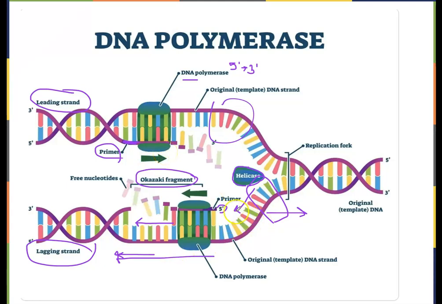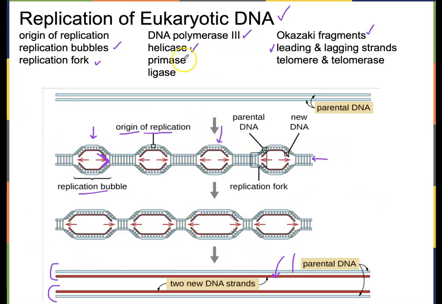Same thing happens on this side. You see there's a primer, right? So DNA polymerase, again, is limited because it can only move in one direction and it can only attach to a double-stranded DNA molecule. So a primer is required, and it basically directs the DNA polymerase where to attach. And that is done by the enzyme primase, right? Primase adds that little piece of double-stranded DNA so the DNA polymerase can attach.